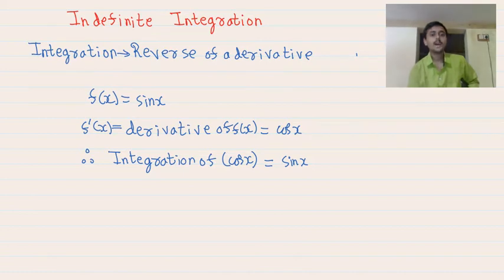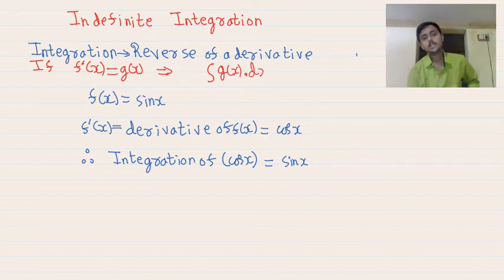How do we define this mathematically? Mathematically, we define this as, let us assume there is a function f(x) such that f dash x is equal to g(x). Then we would say that integration, this is the sign of integration, of g(x) into dx. We can also say this is integration of g(x) with respect to x. This should be equal to f(x).